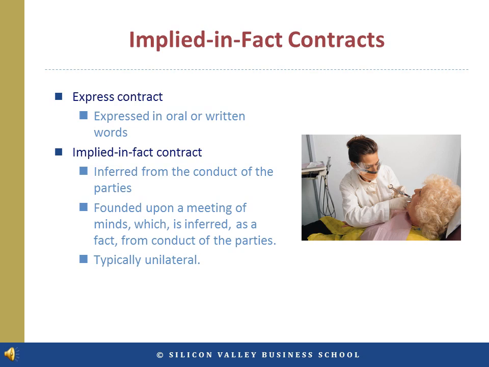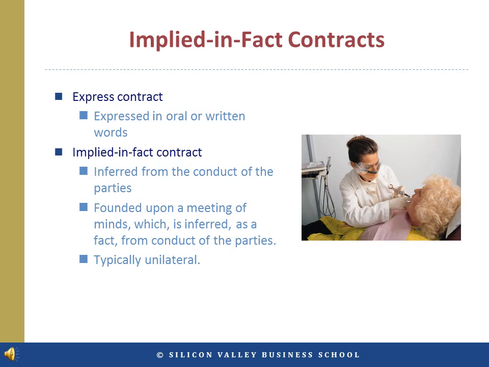Such contracts are formed when one party accepts something of value, knowing that the other party expects compensation. For example, by visiting a doctor, a patient agrees to pay a fair price for the services. If the patient refuses to pay after being examined, she's breached a contract implied in fact.